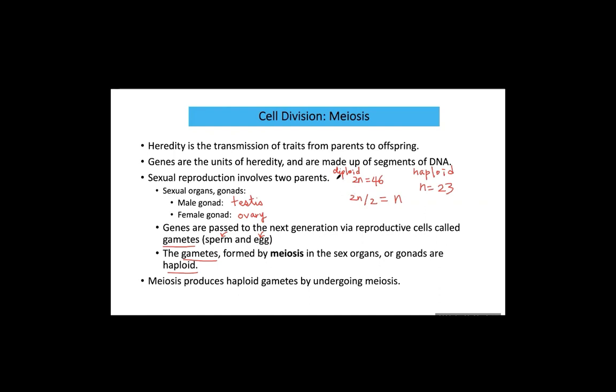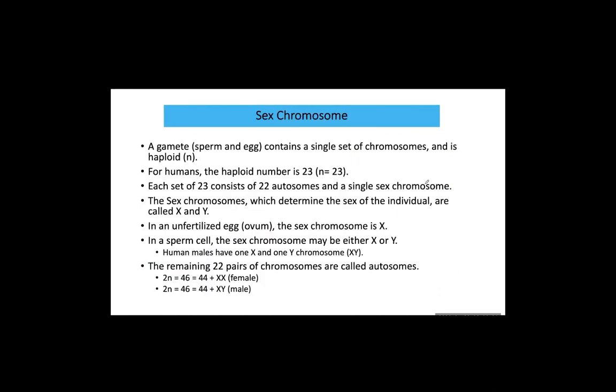So from mitosis, cells continue to maintain diploid, but from meiosis, the chromosome number is reduced in half to form haploid. So again, gametes, sperm and egg, contain a single set of chromosomes. We call that haploid. For humans, the haploid number is n equals 23. Each set of 23 consists of 22 autosomes and a single sex chromosome.